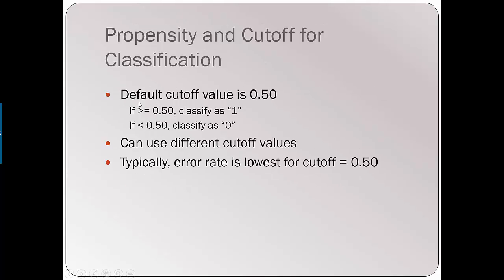Okay, so the default value being 0.5. We talked about that. So we can use different cutoff values. Okay, typically error rate is lowest at 0.5. That's the reason why default is 0.5.